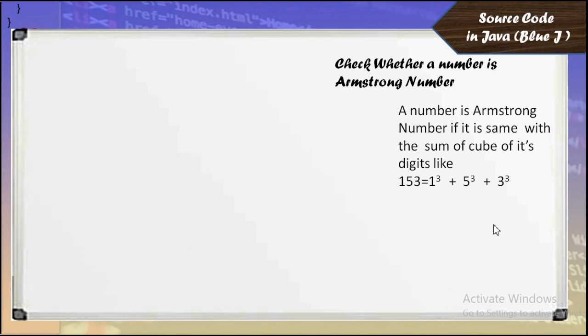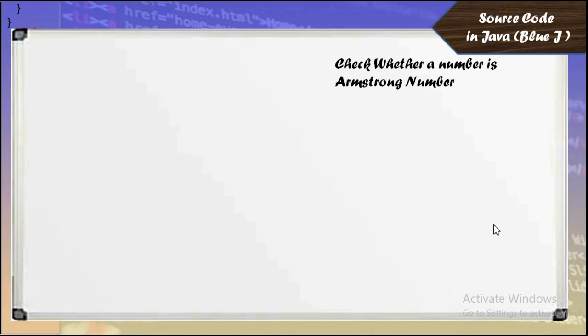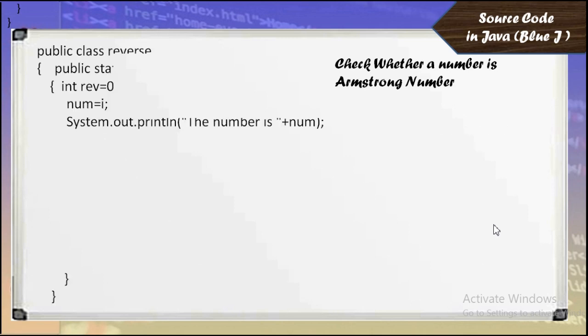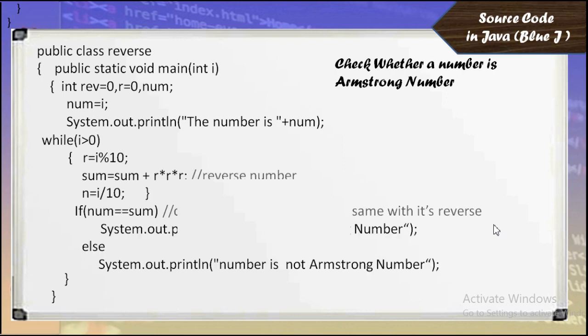A number is Armstrong number if it is the same as the sum of the cubes of its digits, like 153 equals 1 cube plus 5 cube plus 3 cube. For getting the digits of the number, we have to do the same operation as we have done in reversing a number. Here the remainder R has to be cubed and the sum has to be compared with num. If same, then it is an Armstrong number.